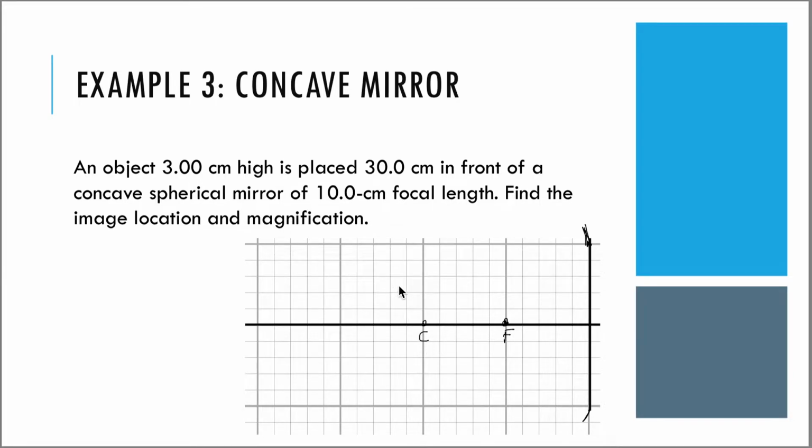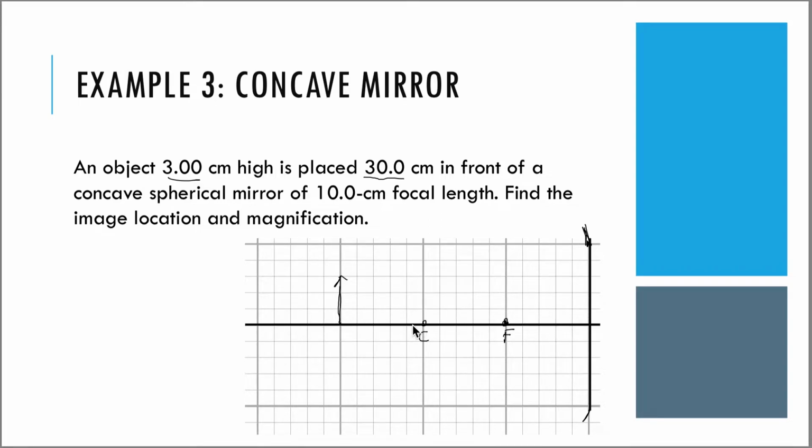And then we draw our object. It says that the object is 30 centimeters in front of the mirror. Since each of these are 10 centimeters, that means our object is going to be right here. And it says it's 3 centimeters high. So the scale that you use for the vertical axis does not have to match the scale that you use for the horizontal axis. Although each of these are 10 centimeters, I can say, okay, 3 centimeters is going to be 3 squares. That's perfectly fine.